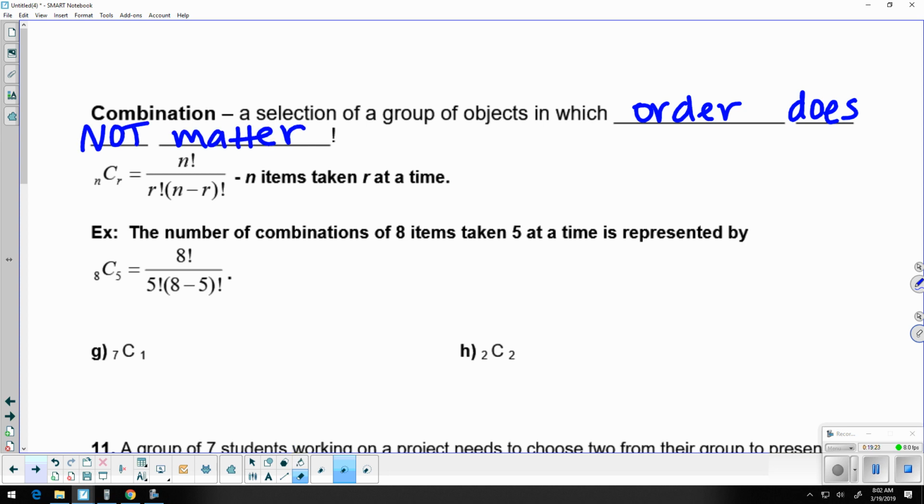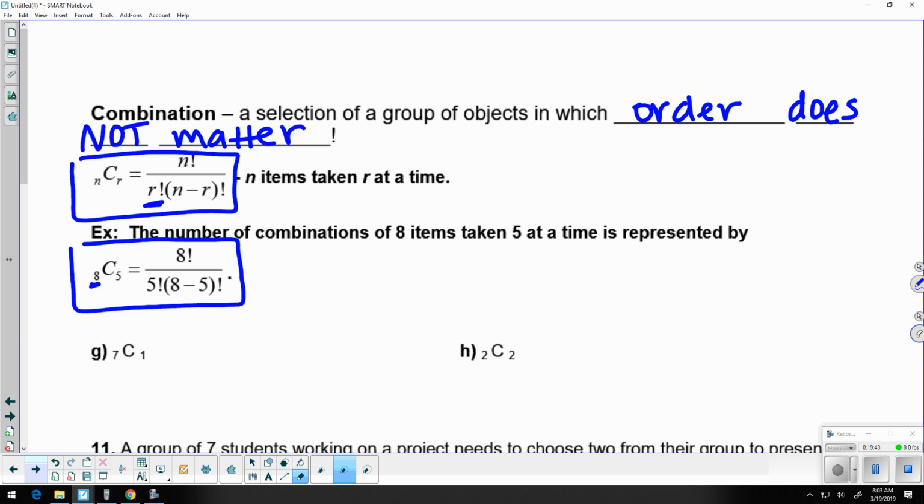So new formula. All right, pretty similar to the last one. The only difference is that you also have r factorial on the bottom. So n items taken r at a time. Again, here's an example of a combination. The number of combinations of 8 items taken 5 at a time is represented by, so 8 total items. Again, bigger number is n, smaller number would be r.